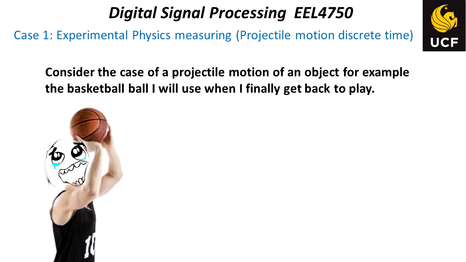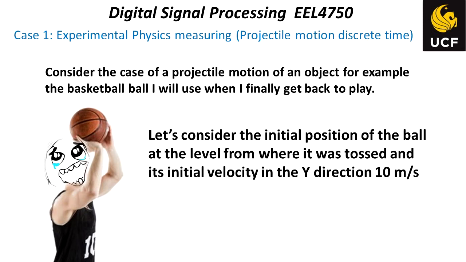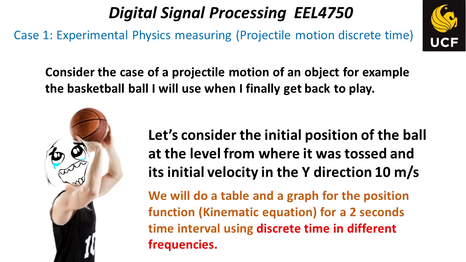Now, we are going to analyze the case of projectile motion with discrete time. So now we consider that I'm going to play basketball and I'm going to toss the basketball at an angle. The initial position of the ball is at the level of my hands, and the initial velocity in the y direction is going to be 10 meters per second. We will do a table and a graph for the position function, the kinematic equation, for 2 seconds.